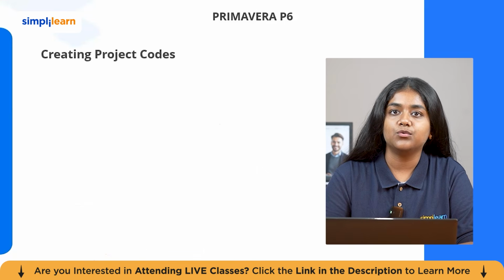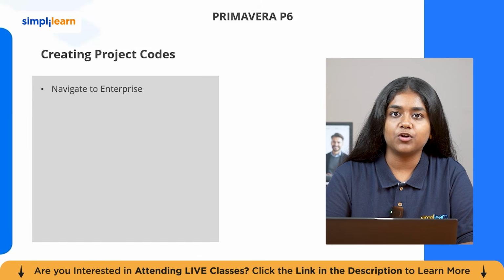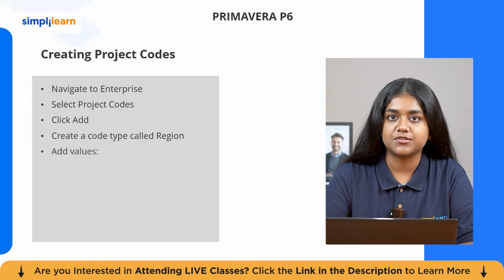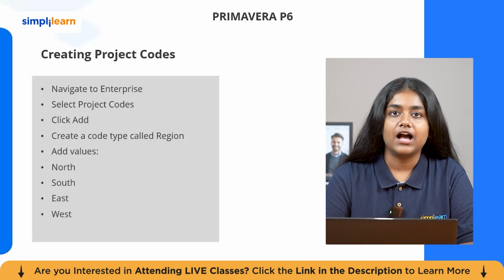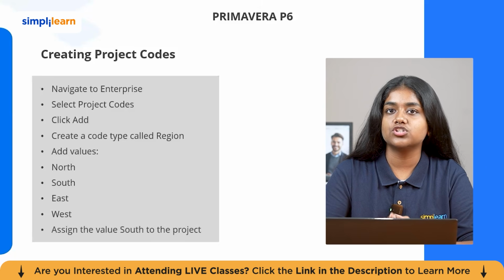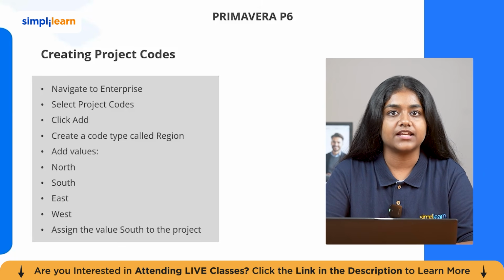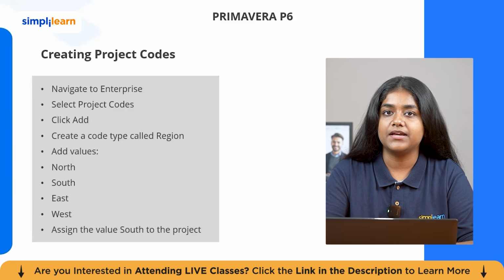Now let's understand how to create project codes. To create a project code, navigate to the Enterprise Project Codes, click Add and create a code type such as region, then add values like North, South, East, and West. After creating these values, you can go to the project details and assign the correct region to the project. Once assigned, P6 can group or filter portfolio reports based on that region.